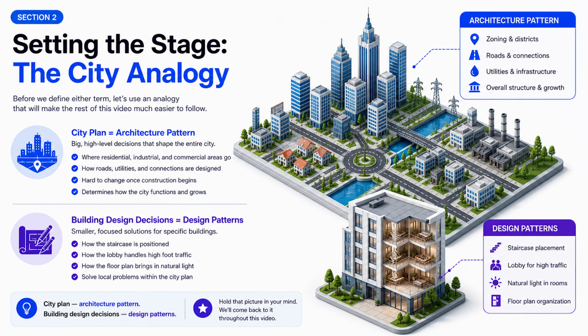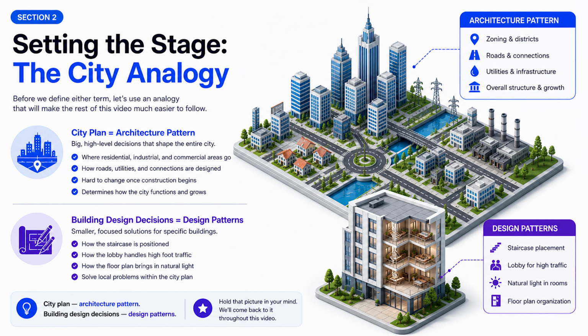Now think about the buildings inside that city. Once the city plan exists, architects have to solve more specific problems. How should the lobby be laid out? Where should the stairs go? How do you design a floor so it feels open, bright, and easy to move through? These are smaller local problems. They do not redesign the whole city. They solve one contained challenge inside it. That is what design patterns are in software. They are reusable solutions to specific problems inside a system. So keep this picture in mind. City plan, architecture pattern. Building level solutions, design patterns.